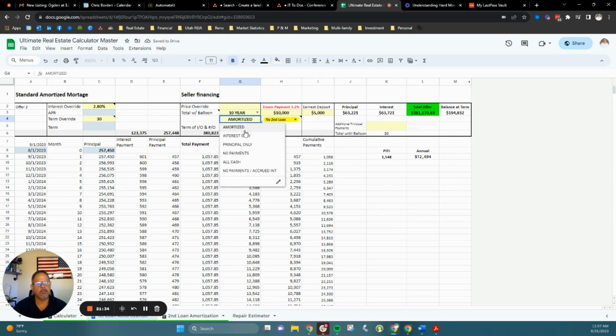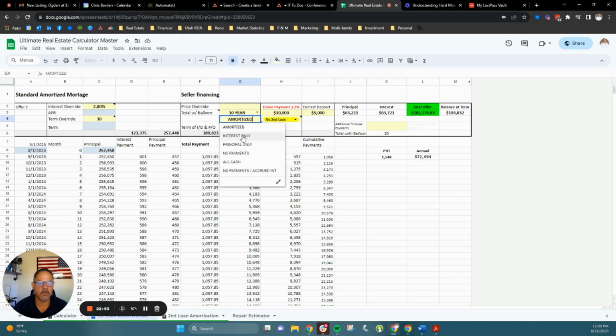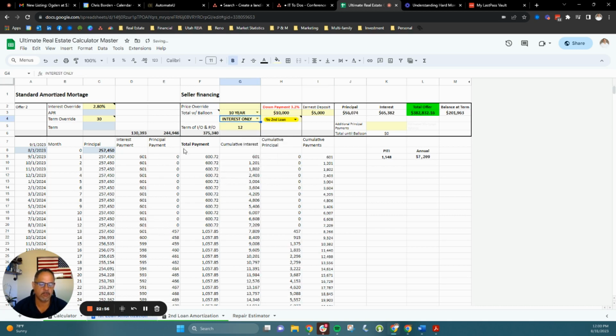Down here, I can do fully amortized, interest only, principal only, no payments, all cash, no payments, accrued interest on this particular loan. Now we'll do a few different options. I'll do interest only, principal only as an option. So what I would need to do is say how long of a term do I want this to last. Now obviously, again, you would negotiate this with the seller. I'll say if I go to interest only payments, you can see all my principal is wiped out. I'm only paying interest payments, so I'm just paying the interest amount now.